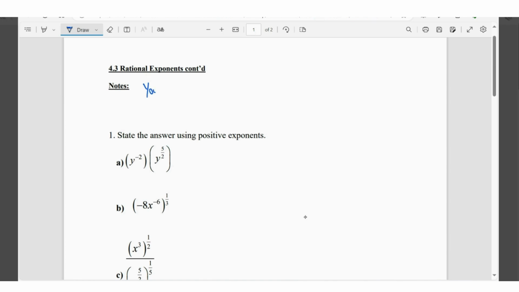you should memorize the most common perfect squares and perfect cubes.